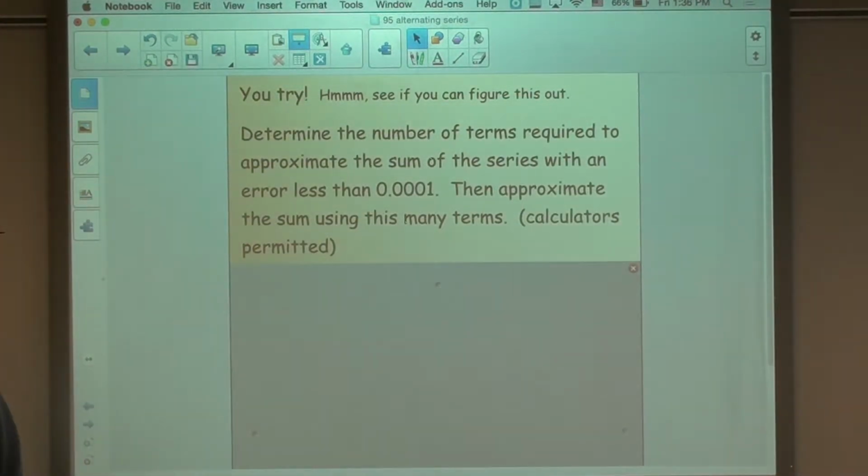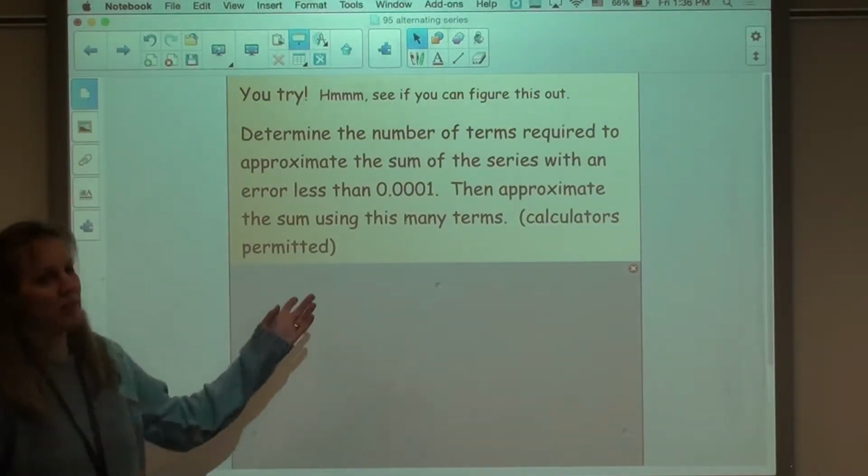Okay, determine the number of terms required to approximate the sum of the series within error less than 0.0001. Then approximate the sum using this many terms. Calculators are not only permitted, but you're going to have a hard time if you don't have one. All right? So, get out those calculators.